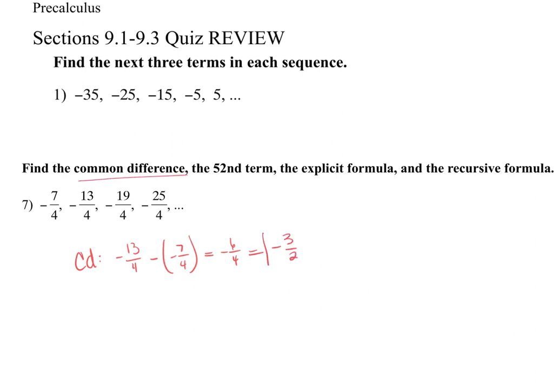I have my first answer there. I actually go to recursive and then to explicit and then to the 52nd term. So recursive form, if I want to find a sub n, I take the one in front of it, that's a sub n minus 1, and I add my common difference. So that's recursive. How do I get from one to the next? Well, your common difference tells you that.